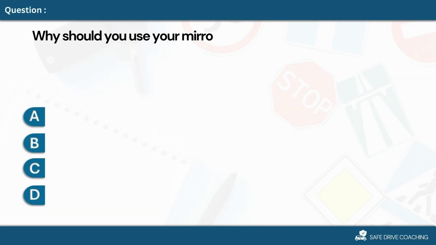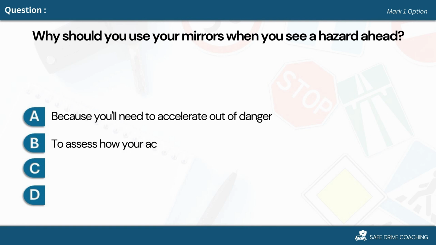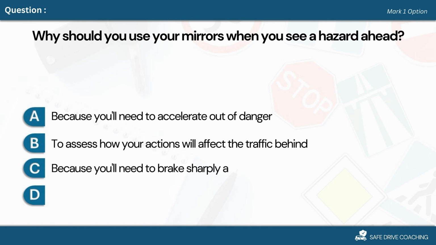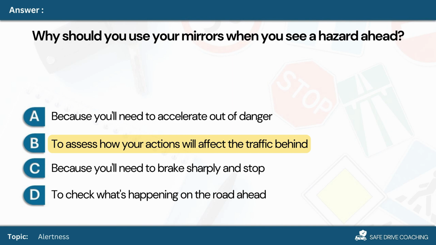Why should you use your mirrors when you see a hazard ahead? A. Because you'll need to accelerate out of danger. B. To assess how your actions will affect the traffic behind. C. Because you'll need to brake sharply and stop. D. To check what's happening on the road ahead. The correct answer is B. To assess how your actions will affect the traffic behind.